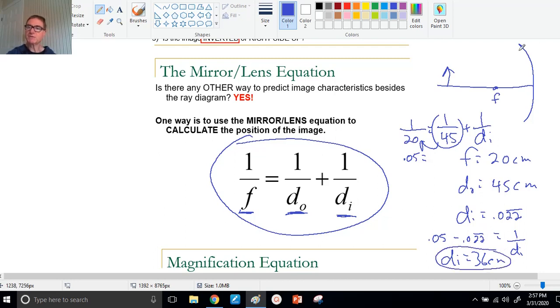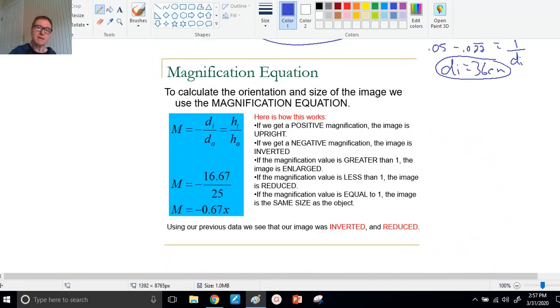All right. So if this is 45 out here, the image distance would be, let's see, if that's 20, that's 40, somewhere in that range, right about there. Okay. But this tells us where the image is, but it does not tell us whether the image is upside down or right side up. So for that, we can go to the magnification equation, which we're going to do next. This is what we're going to use to figure out what our magnification is and whether it is upside down or right side up.